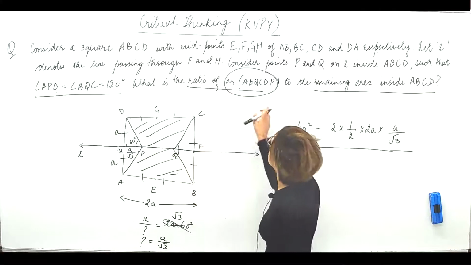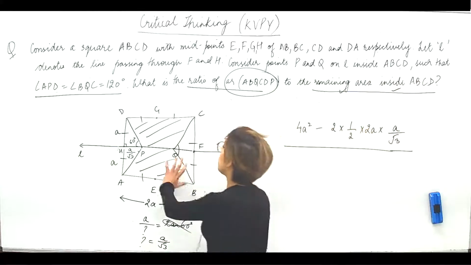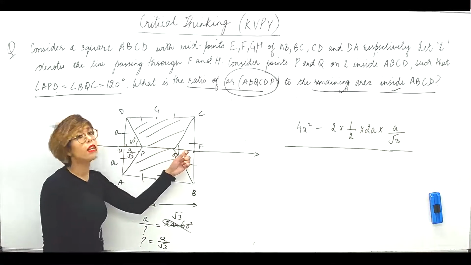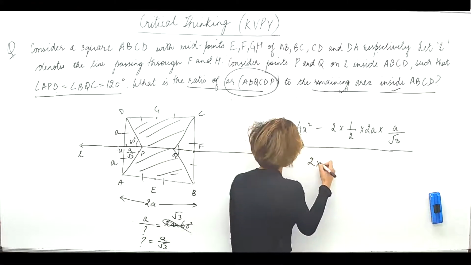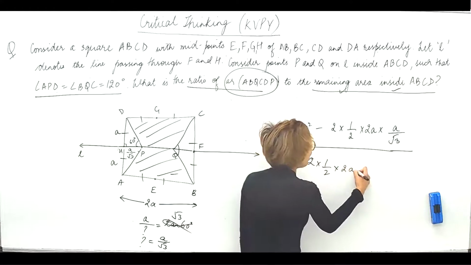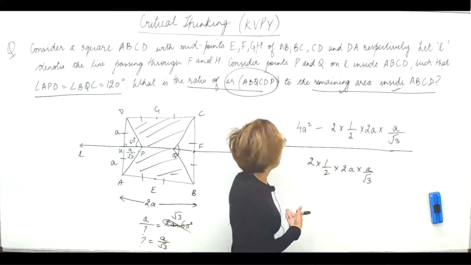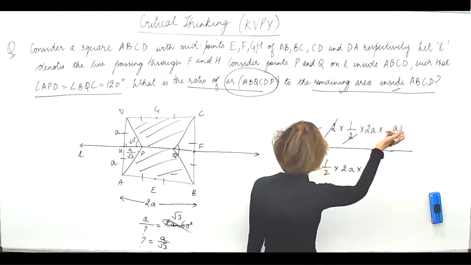Right? Now, ratio of this area, let's say, to the area remaining inside ABCD. Now, if I separate this out, what is the area remaining? Obviously, area of the two triangles, which I already know sort of. So, it is 2 into 1 by 2 into 2a into a by root 3. Now simplify it. Right? Just simplify it. Now this and this cancel. This is a square, okay, fine.